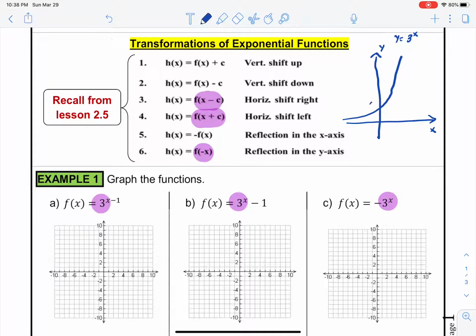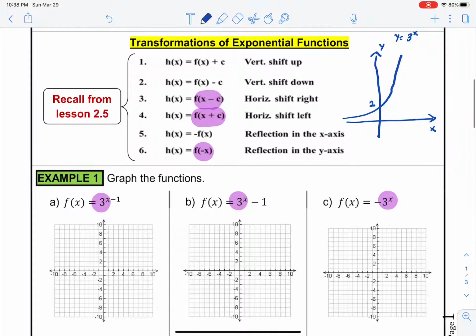So that point is 1, the reason being when we plug in x equal to 0, y would equal 3 raised to 0, which is 1. So that is that point over there. And perhaps we'll just have 2 more points. When x is equal to 1, y would be 3 raised to 1, and we end up getting 3. And when x is equal to 2, y would be 3 raised to 2, and we end up getting 9.